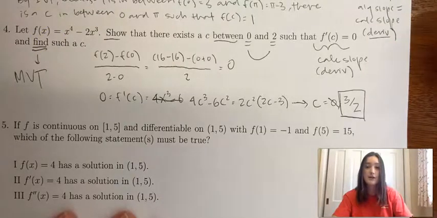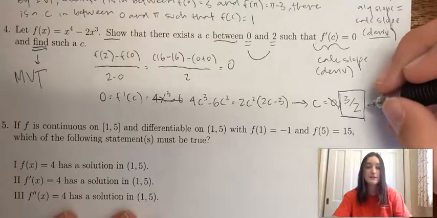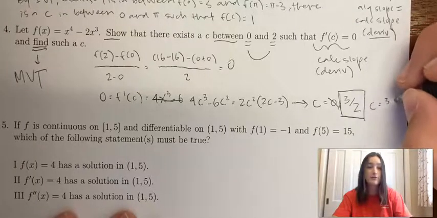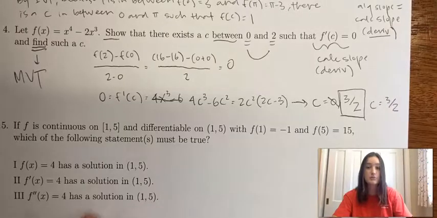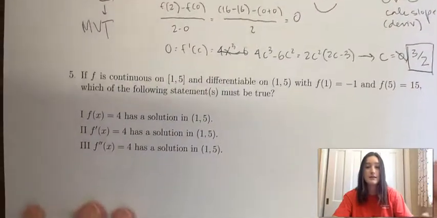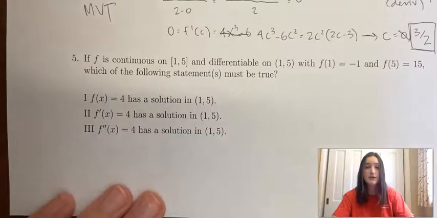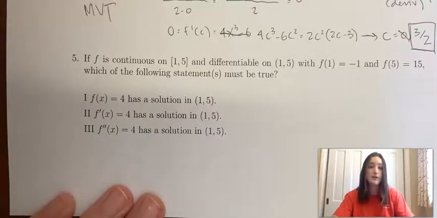Okay, another way that MVT, IVT problems can be asked is like number 5, where you're trying to find which statements are true. So we're going to have a few MVT, IVT problems within this. The first thing that we're trying to figure out if it's true is number 1, which says: is it true that 4 has a solution in 1 to 5? All we're doing is showing that there is a solution, and we're just working with f of x here, no derivatives, which means that we're going to be using IVT on this first problem.